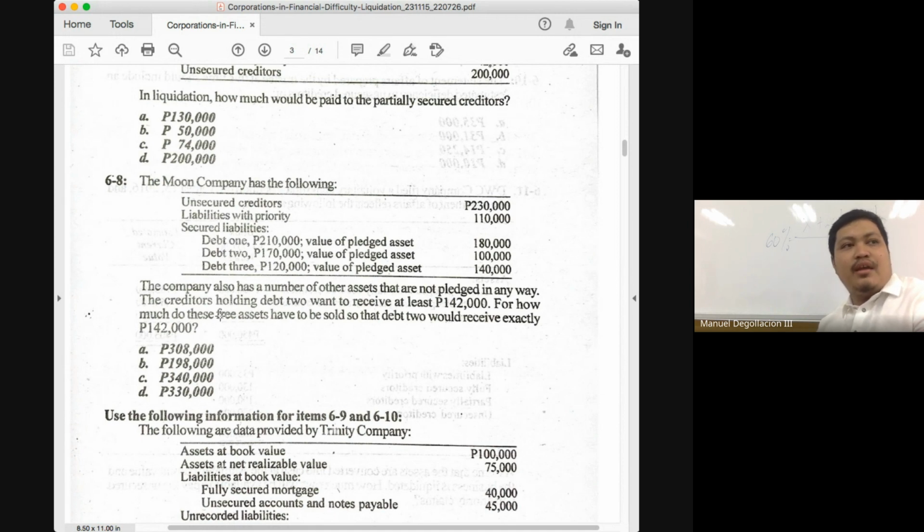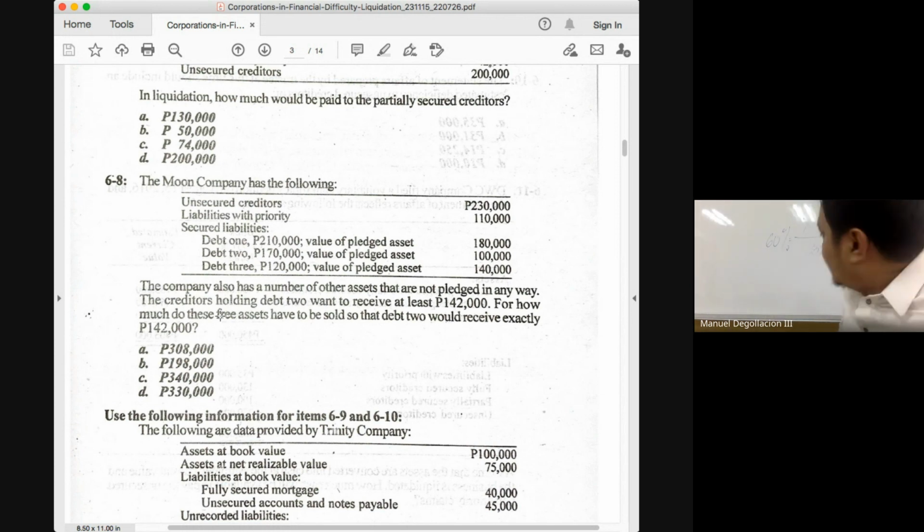Next would be the denominator. Where do we begin? Your unsecured creditors, which is 230,000. But what do I want you to remember? Always add the unsecured portion of your partially secured. Is that one partially secured or fully secured? How much is the unsecured portion? Okay. That's what's unique with these problems, that you have two partially secured. They were not all lumped together, class.